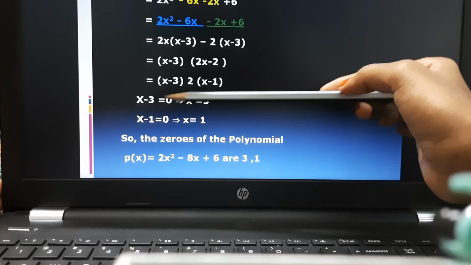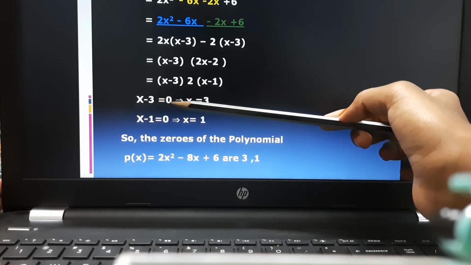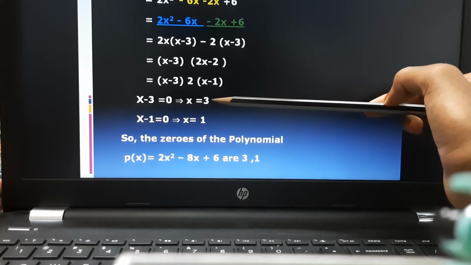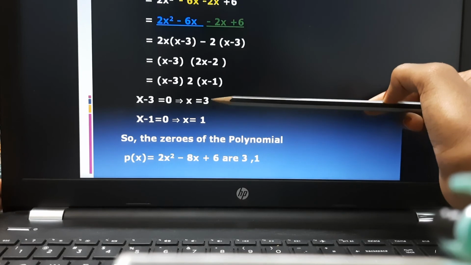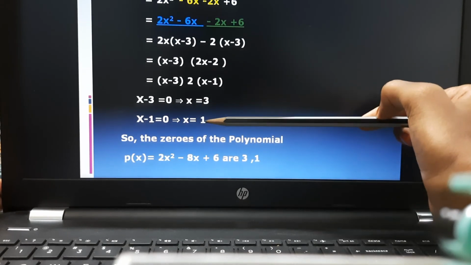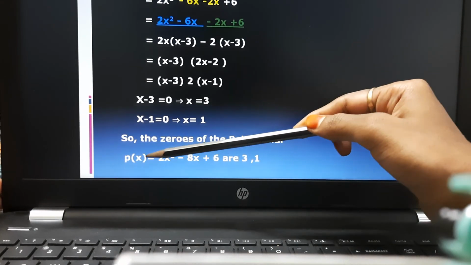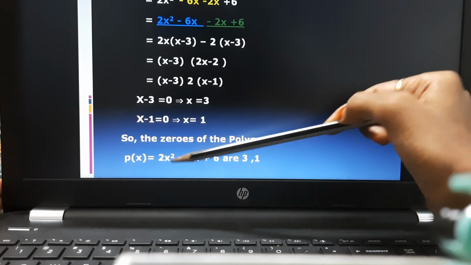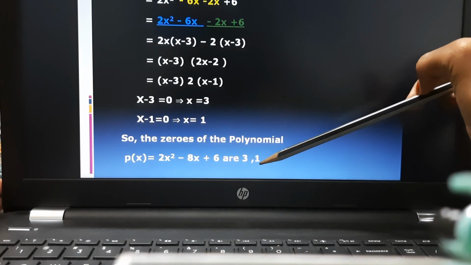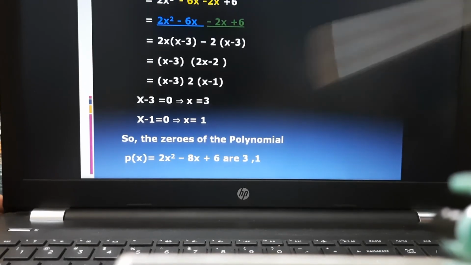As we know, I am equating it to 0. x minus 3 equals 0. It means minus 3, when it goes to the right side, becomes 3. So x equals 3. x minus 1 equals 0. When it goes to this side, x equals 1. So the zeros of the polynomial p of x equals 2x square minus 8x plus 6 are 3 and 1. Right?